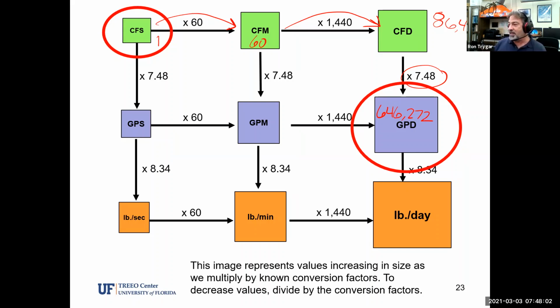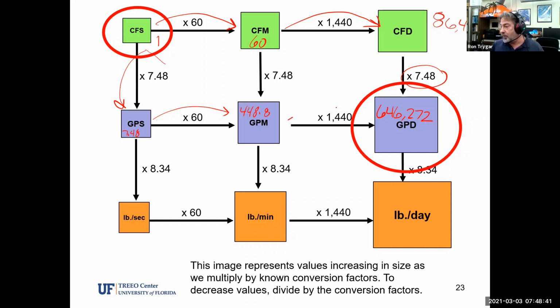It's a large number, but that's not the only path that you could take to get there. So for instance, I could go this direction. I could take the 1 and multiply by 7.48 and go this direction. So now I would have 7.48 gallons per second if I took that path. And now 7.48 times 60. I get 448.8. So now I'm over here at 448.8 gallons per minute. So I converted cubic feet to gallons per second and then into gallons per minute.